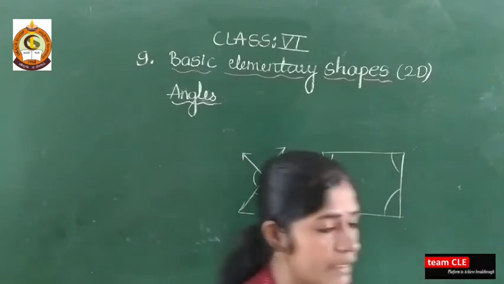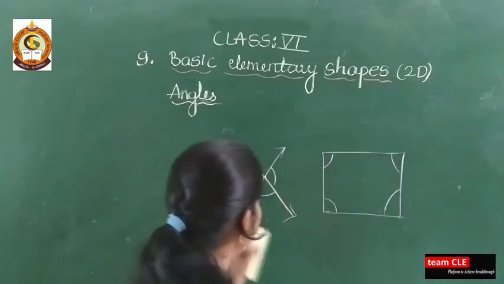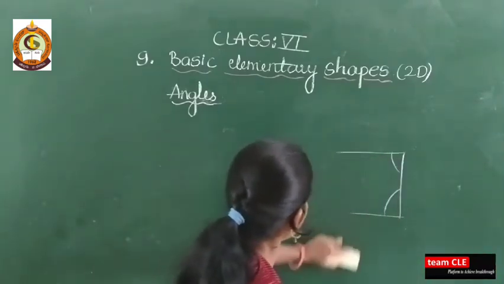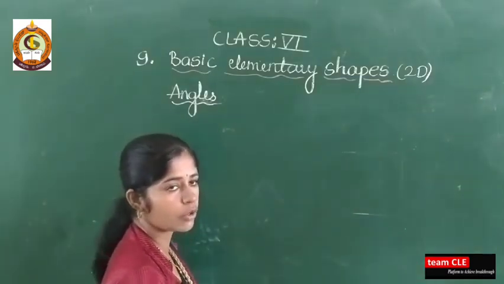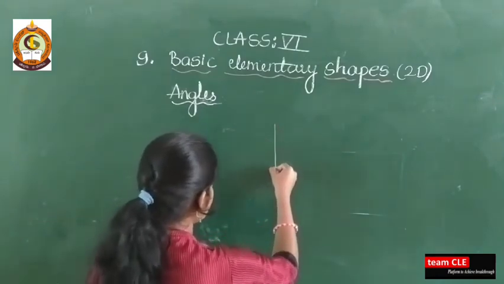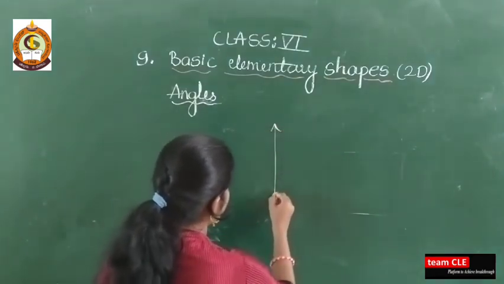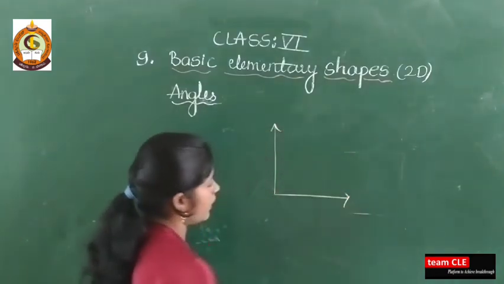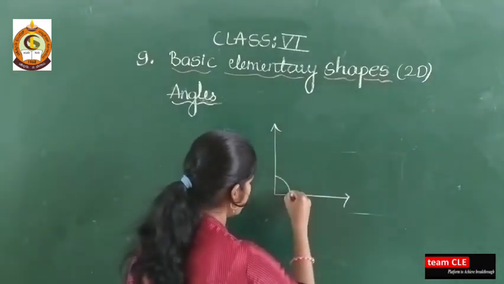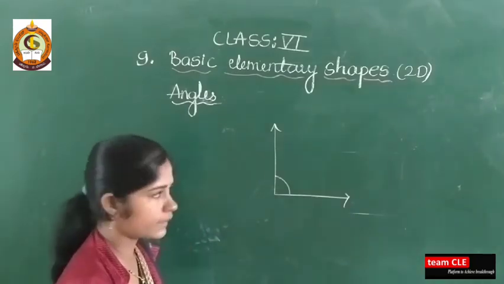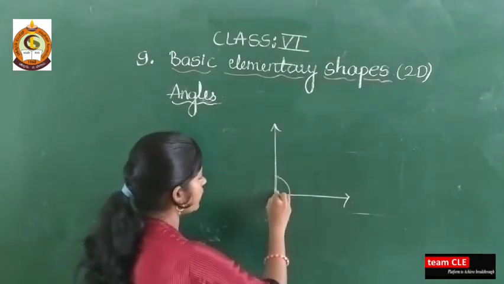Then what is an angle? Angle means, when two rays meet at a point, the figure formed, for that we are calling angle. See here this one ray and one more ray. Here how many rays are there? 2 rays are there. So here what has formed? Angle.